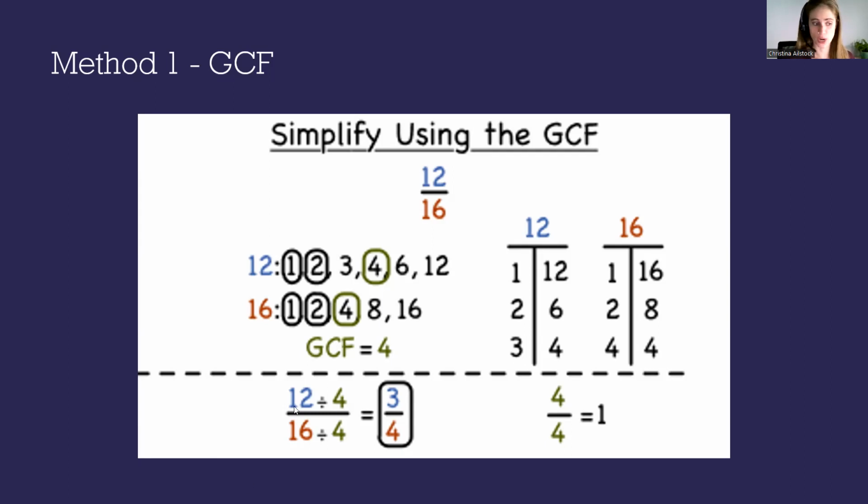So when we take the numerator 12 and divide it by 4, we get 3. The denominator 16 divided by 4, we get 4. And we can feel confident that that is the lowest version of the fraction. So that's one of the perks of using GCF: if you really do find the greatest common factor, you can know for a fact that you only have to divide one time, and that will give you the lowest form of that fraction.